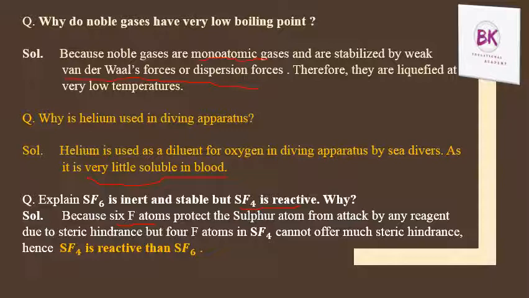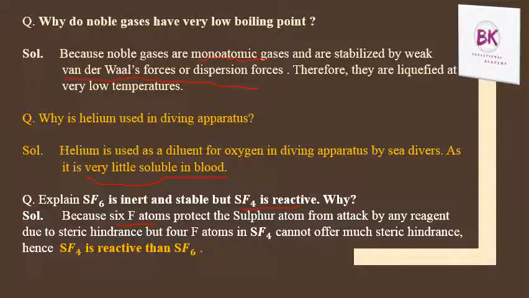वो जो 6 फ्लोरीन एटम जिन्होंने सल्फर को सराउंड करा हुआ है, वो फ्लोरीन एटम सल्फर को अदर रिएजेंट के अटैक से उन्हें सराउंड करेंगे, उन्हें प्रिवेंट करेंगे, प्रोटेक्ट करेंगे. And due to the steric hindrance, क्योंकि एक स्टेरिक हिंड्रेंस वहाँ पे डेवलप होगा, but the 4 fluorine atoms which are present in SF4 वो उतने उस अमाउंट में फ्लोरीन सल्फर के एटम को उस एक्सटेंट तक वो उसे प्रोटेक्ट नहीं कर पाएंगे जिस एक्सटेंट तक 6 फ्लोरीन के एटम सल्फर को प्रोटेक्ट कर रहे हैं.